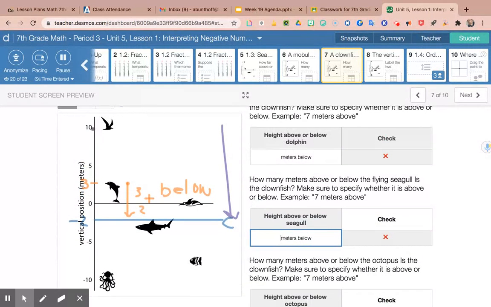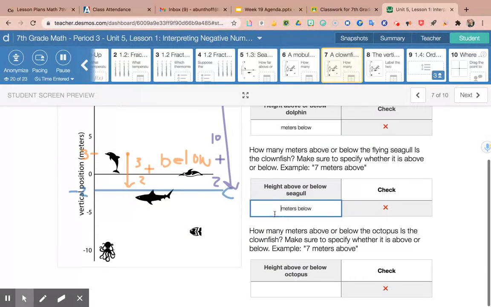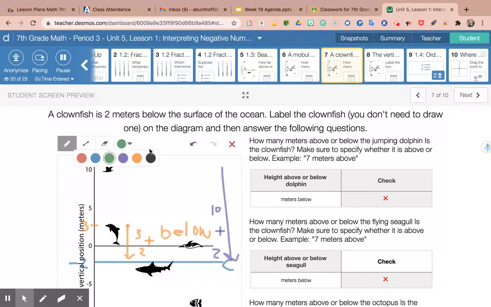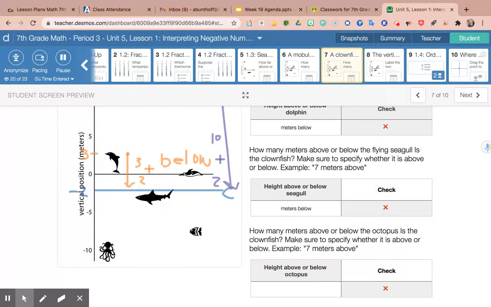For this one, from 0 to 10, that's 10. And then from 0 to -2, that's 2. So I have to include the whole distance. So this one would be 10 plus the 2, that's 12. And then for the last one, we have octopus. The octopus is down here, so it wants to know where the clownfish is. This time it would be above. So this time the clownfish is above. And then you'll have to count from 10 to 2.